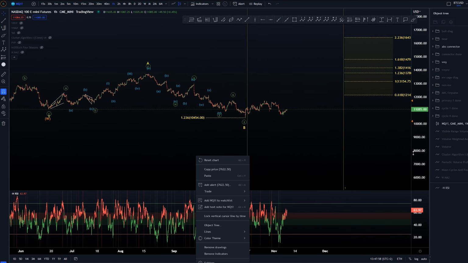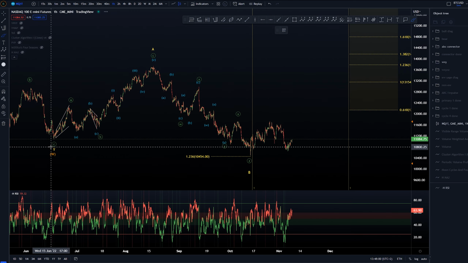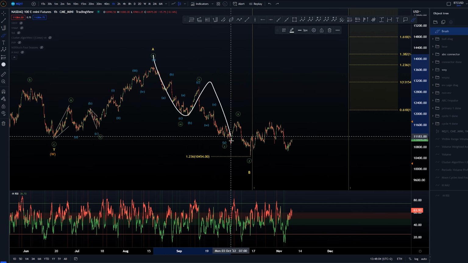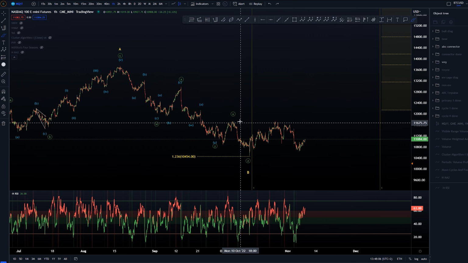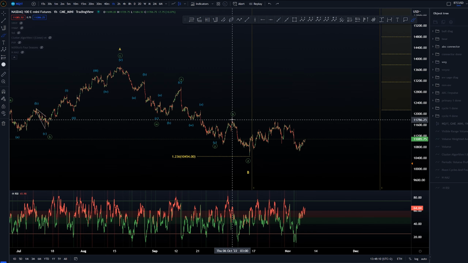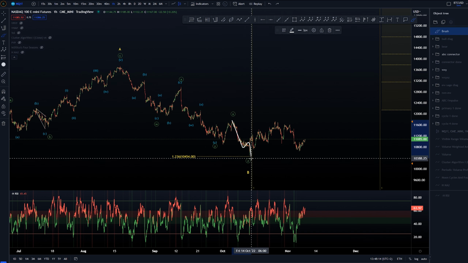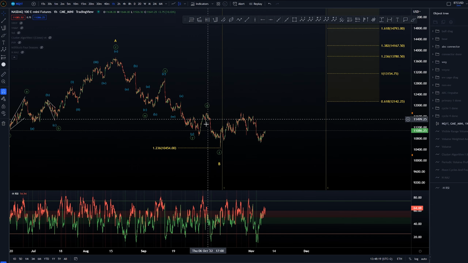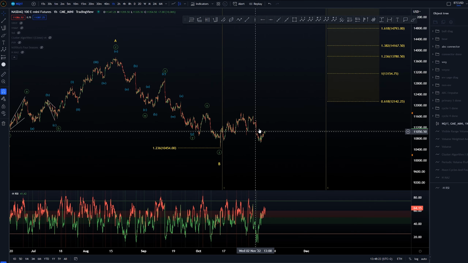With this one in mind, we had the wave W here, and then a three-wave structure into an A wave, W, X, Y, X, Z. This last leg here definitely feels more like a five-wave structure than a three-wave structure, but if we need to label it as a three-wave structure, this is the way to do it. Otherwise, it feels more like a five-wave structure, so that's why I somewhat prefer the other option.